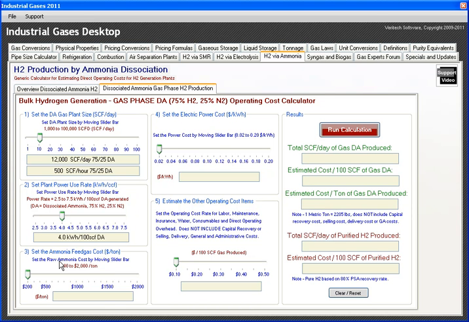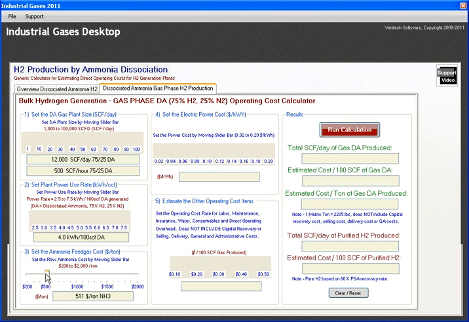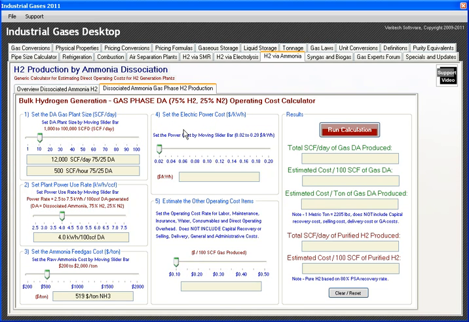In number 3, we're going to set the ammonia feed cost. The ammonia market moves around quite a bit. It could be anywhere from $300 a ton all the way up to $1,500 per ton. So in our case, we'll set the ammonia rate at about $500 per ton. And then move to section number 4 to set the power cost, anywhere from 2 cents to 20 cents per kilowatt hour.